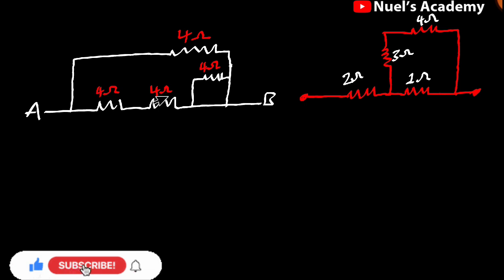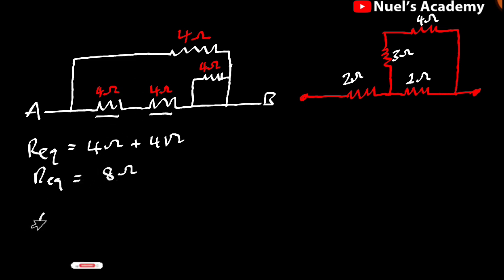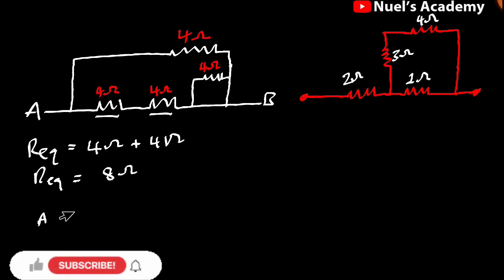Now, solving this question, you see that this resistor and this resistor are connected in series. So let's reduce it. We have that the equivalent resistance is going to be equal to 4 ohms plus 4 ohms. Then the equivalent resistance is equal to 8 ohms. Now let's redraw this diagram and then replace these two with 8 ohms. So this is 8 ohms.